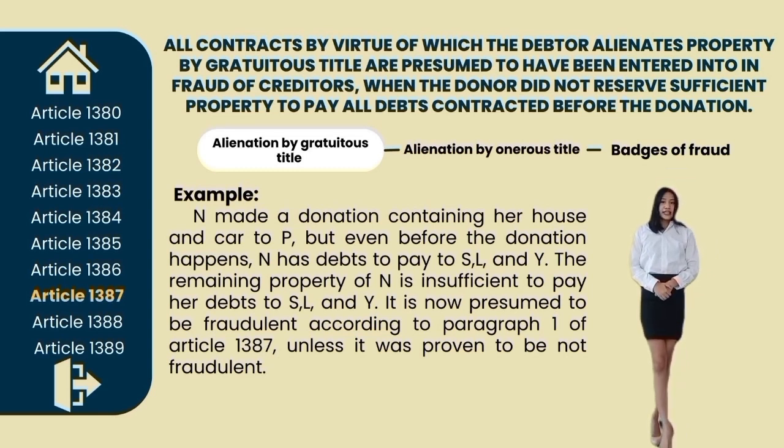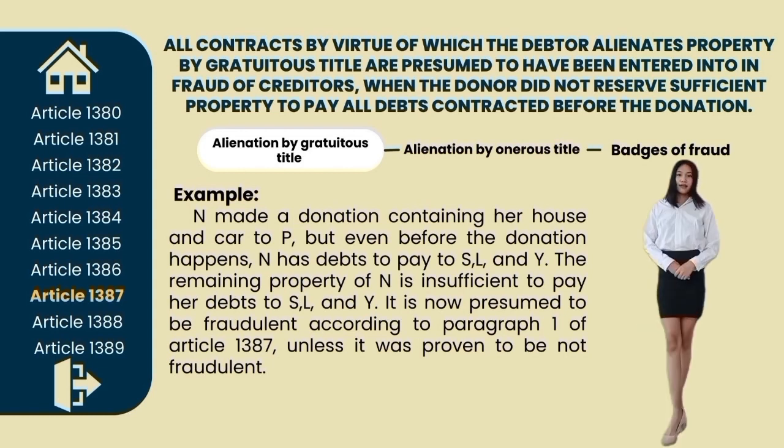According to the first paragraph of Article 1387, for example, N made a donation to P containing her house and a car. But even before the donation happens, N has many debts to pay to S, L, and Y. The remaining property of N is insufficient to pay her debts. Now, in this example, the donor knew that she has debts to pay but still made the donation without any reservation. Now, there is a presumption of intent to defraud her creditors. According to the first paragraph of Article 1387, it is presumed to be fraudulent.